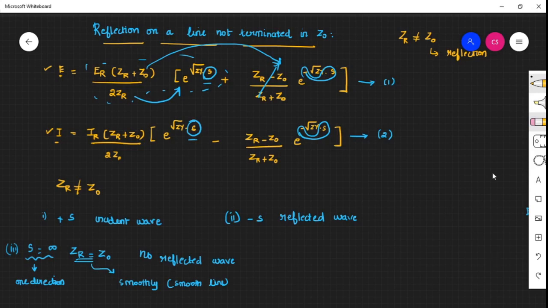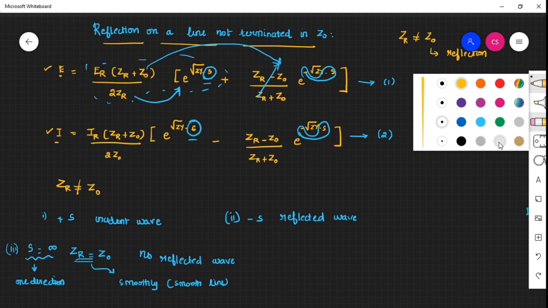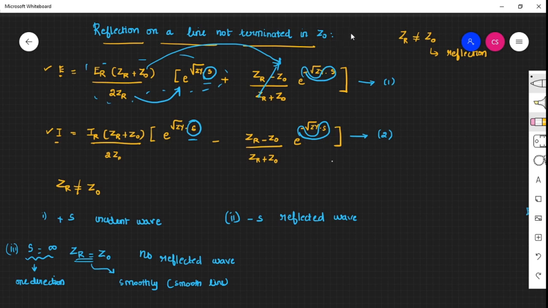Good evening, everyone. The topic that we are going to see now is reflection on a line not terminated in Z0. We already know from the general solution the equation for voltage and current of a transmission line. When a line is not terminated in Z0, or in other words, when the impedances are not matched, we say that reflection takes place. Only under proper matched condition, the total power or total signal gets transferred from source to load. So we're now going to see what will happen when the line is not properly matched.